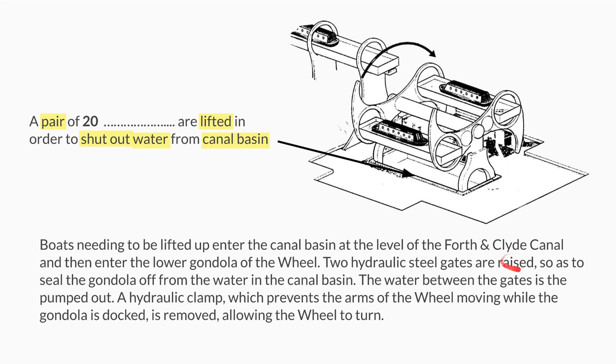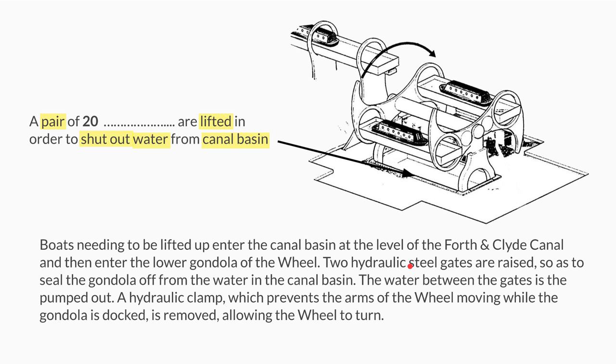It also mentions it here. And then it says so as to seal the gondola off. So to seal off is the same thing as to shut out. That is synonym language as well. Here it mentions water. We got water right here. And then it mentions canal basin here once again. So those are our keywords. I feel that our answer is definitely going to be somewhere around here.